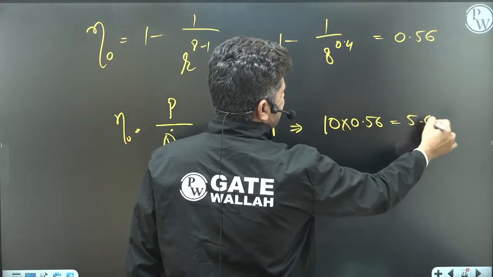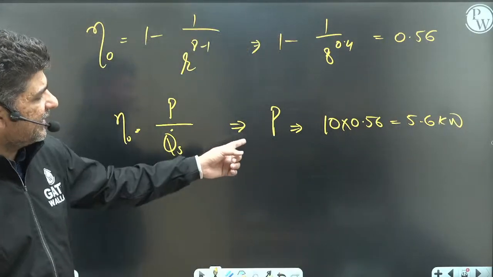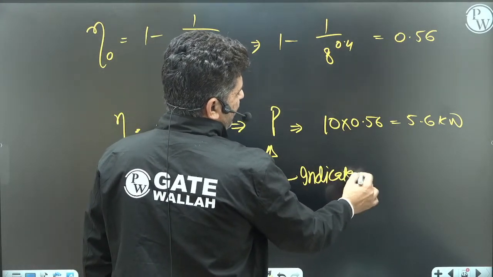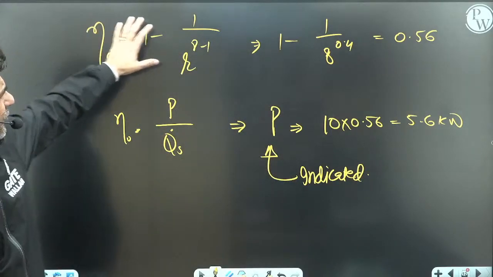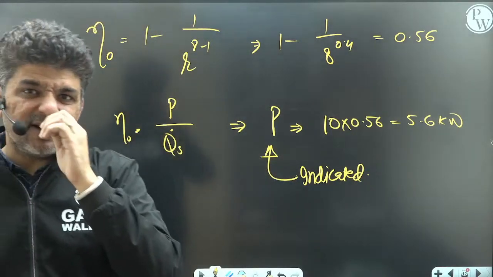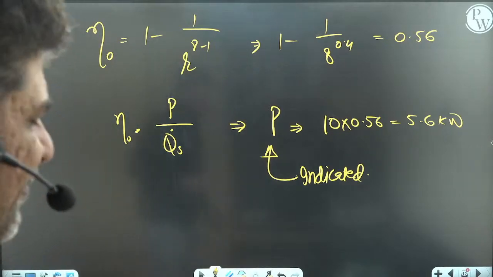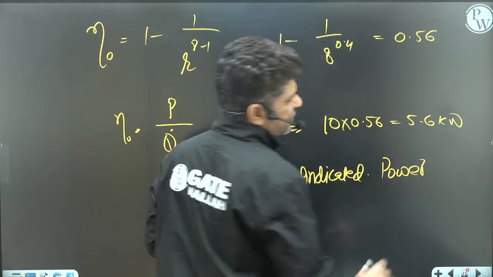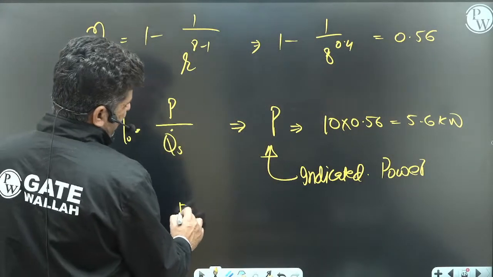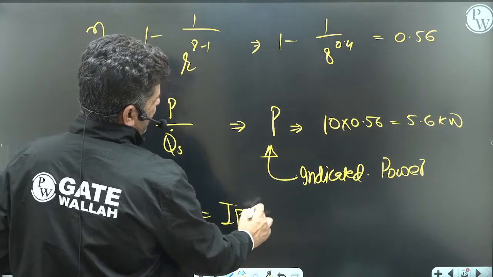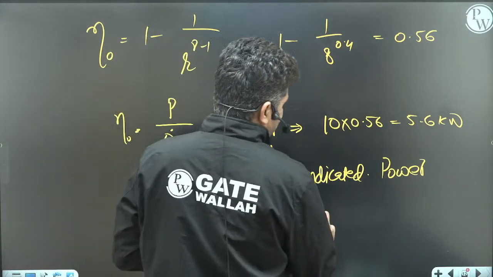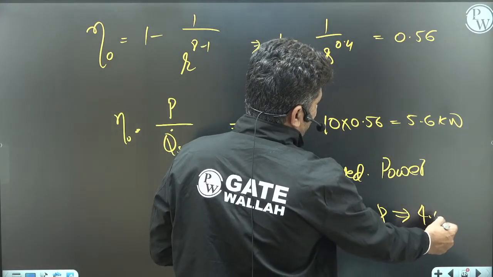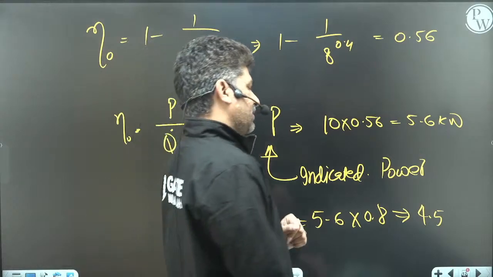So you can calculate power equal to 10 multiplied by 0.56, that means 5.6 kilowatt. But this power is the indicated power. Why? Because the power developed by the cycle is the power available with the piston. But he wants to ask you what the brake power is. We know that brake power is equal to indicated power multiplied by the mechanical efficiency, which is given, so 5.6 multiplied by 0.8, so you will get 4.51 kilowatt.